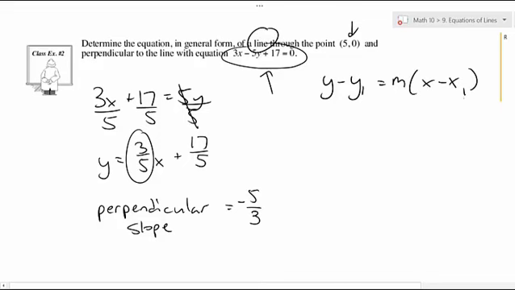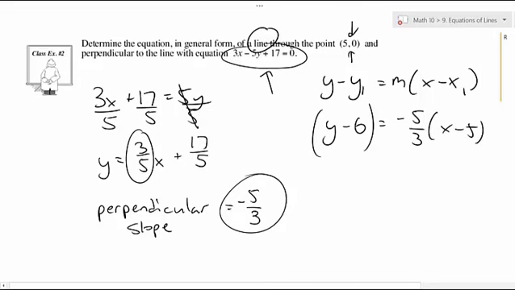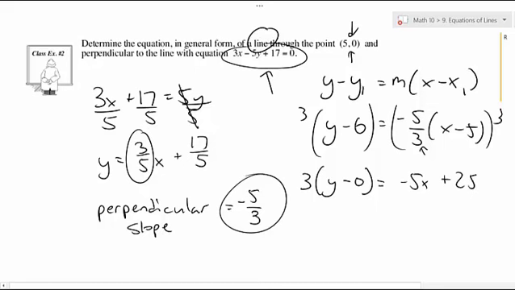Now we're going to plug in our point. We've got this point (5, 0), and we've got this perpendicular slope of -5 over 3. So we get y minus 0 equals -5 over 3 times (x minus 5). We're going to multiply both sides by 3 to get rid of this 3 down here. That gives me 3y minus 0 equals -5x plus 25. So we've got 3y equals -5x plus 25.